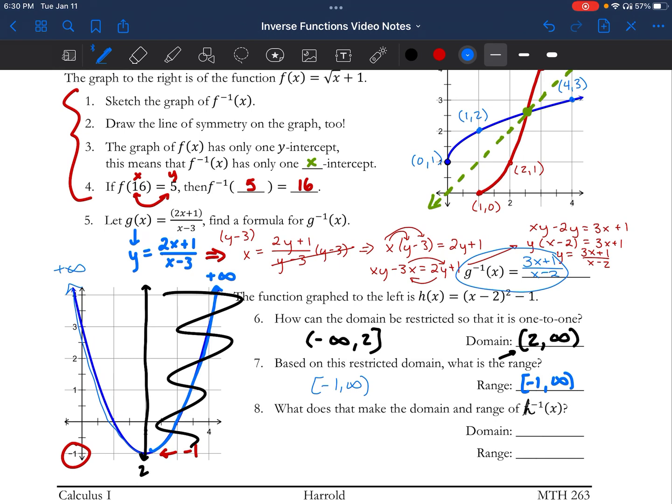The last question, number 8, says, what does that make the domain and range of h inverse of x? And so the important thing to remember is that the inverse is just going to switch. I'll do it in red. It's just going to switch the domain and the range. So my range will end up being bracket 2 comma infinity, and my domain will be negative 1 with a bracket to infinity. Again, if I chose these two answers, I would do it a little bit differently. Negative 1 to infinity and negative infinity to 2.